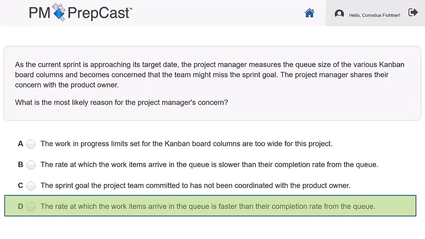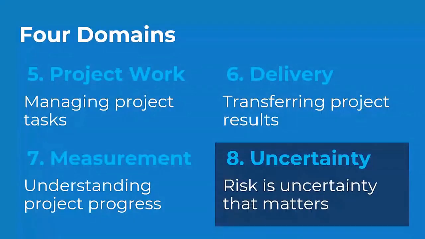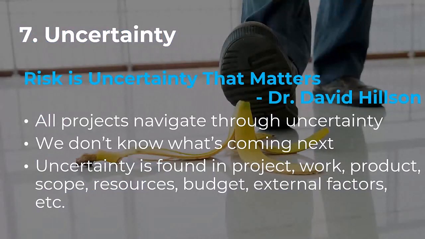Okay, so that was it for our measurement domain, understanding project progress. We are moving on to uncertainty, and the subtitle here is risk is uncertainty that matters. Credit where credit is due. I did not come up with risk is uncertainty that matters. That was my friend and colleague, Dr. David Hilson, also known as the Risk Doctor. He said that risk is uncertainty that matters, right?